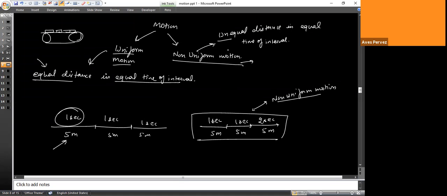And if an object is covering unequal distance in equal intervals of time, you need to write equal here. Don't write unequal and equal on both sides. So unequal distance in equal intervals of time, we will consider it as non-uniform motion. Now let's talk about the graphs. Let's take an example for uniform and non-uniform motions.